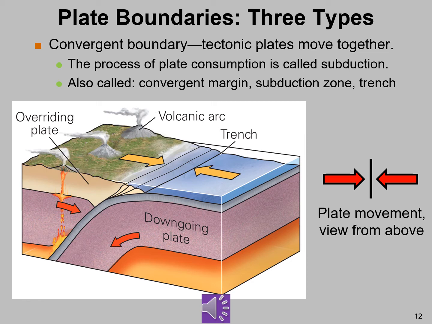At a convergent boundary, two plates move towards each other. The downgoing plate sinks beneath the overriding plate in a process known as subduction. Convergent boundaries are also called convergent margins, subduction zones, and trench, because a deep trench is always associated with subduction zones.